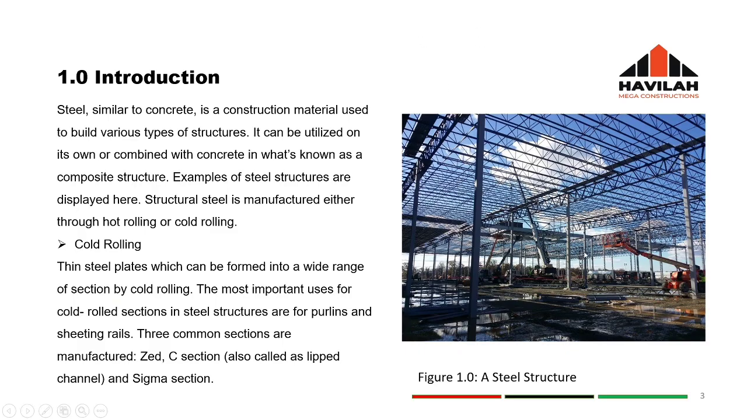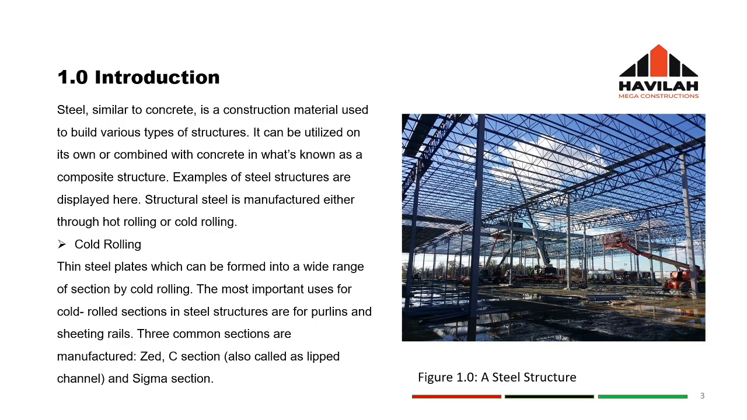An example of steel structures is exactly what you're seeing displayed in the picture on the right of my page. Here, a steel structure. Okay, so structural steel is manufactured by two means: either through hot rolling or cold rolling. So what do we mean by cold rolling? Cold rolling forms thin steel plates into a wide range of sections.